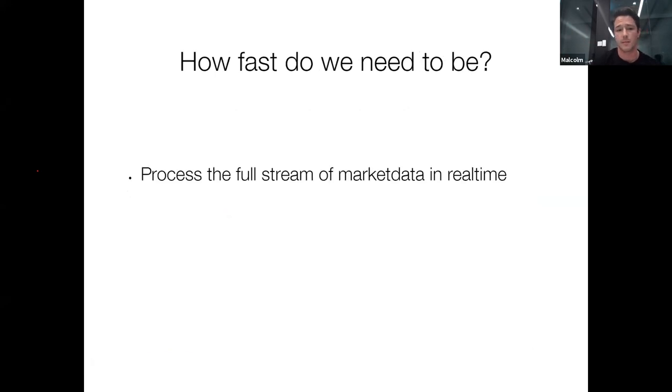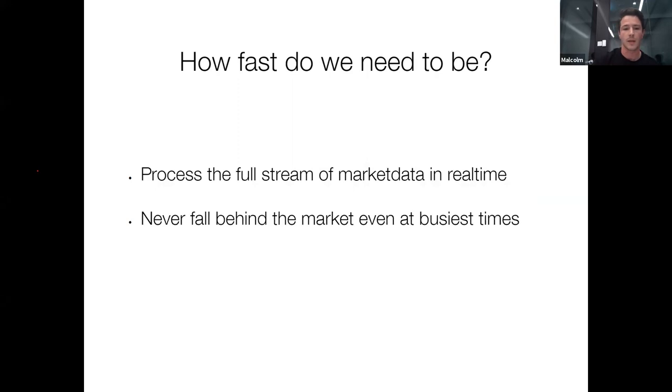So how fast would we like to be? Roughly, we'd like to process all the market data as it comes from the market in real time. At the busiest time, which as I said is around the closing time, we don't want to fall behind. We want to keep up with the real-time market data all the time.